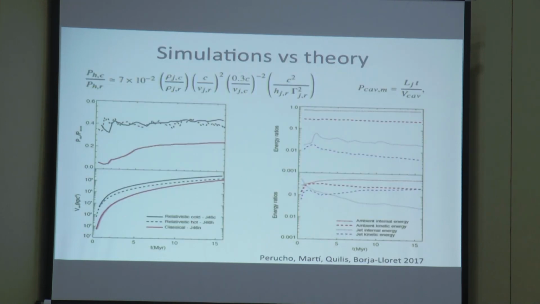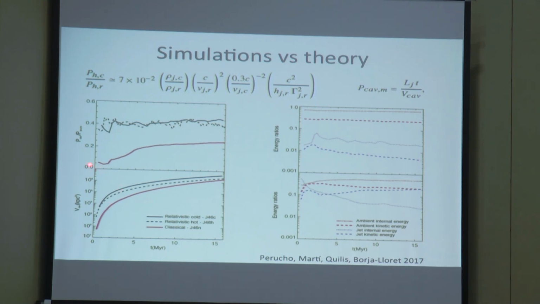I come back to the relation between classical and relativistic jets. This is the expression I showed you before, and this is the maximum pressure that the cavity can have. This is, as I said, power divided by the volume. These two cases are relativistic, and this case is the classical one. So you see that here we're showing the pressure in the cavity relative to the maximum one. In the case of the relativistic jets, the pressure in the cavity is about 40% of the maximum one, and constant. This tells you that the pressure in the cavity is proportional to the maximum one.